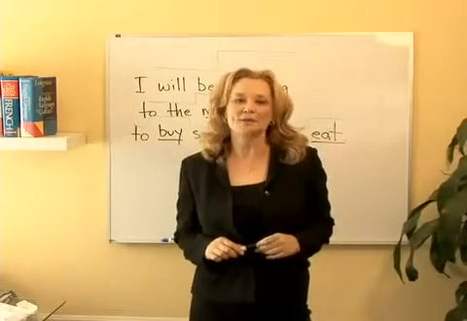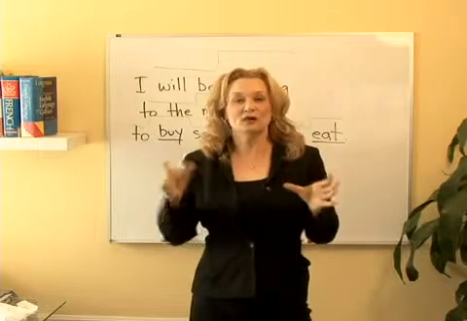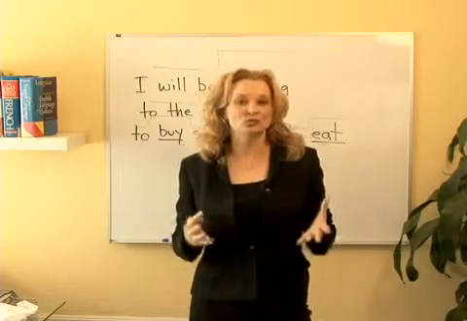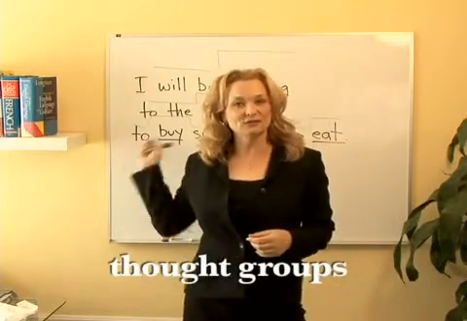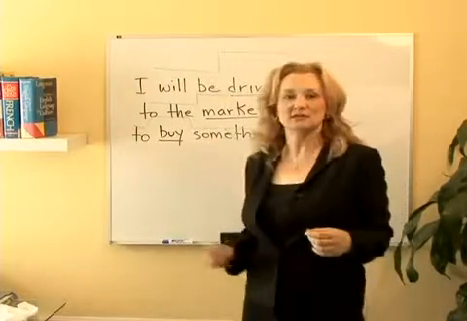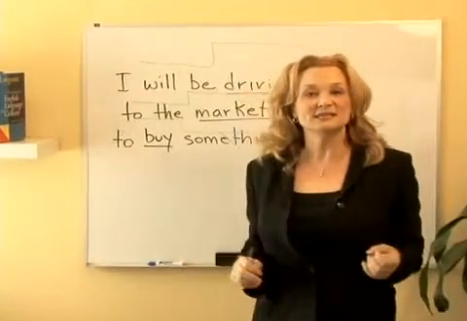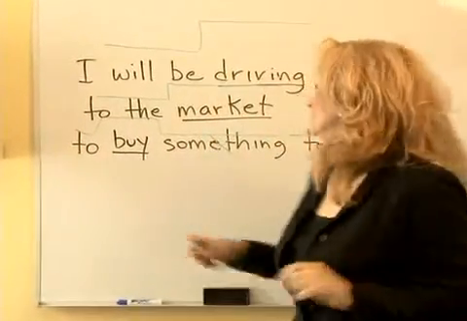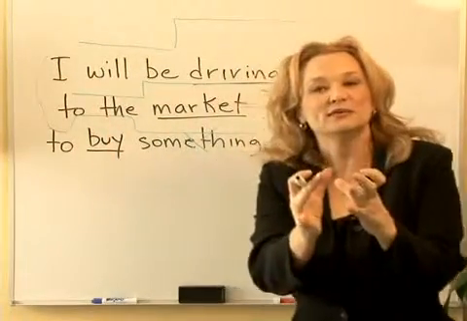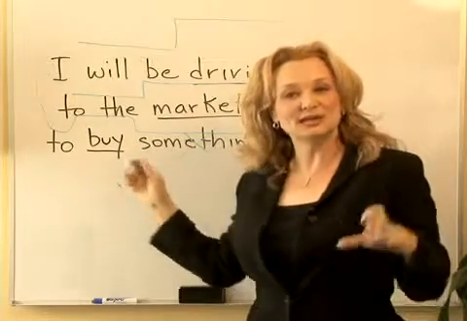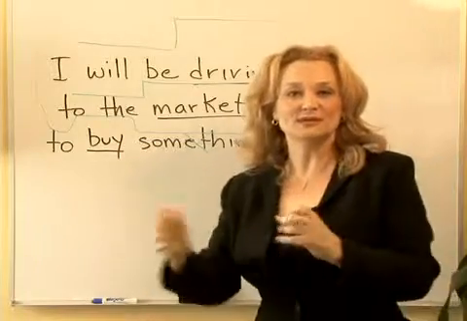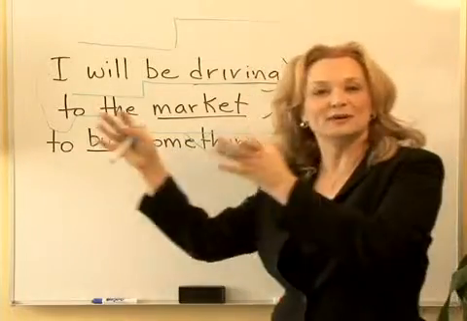Let's talk about what happens when we have a long sentence and when there are a lot of content words in one sentence. Let's learn how to divide the sentences into what we call thought groups. Look at our sentence again. I will be driving to the market to buy something to eat. We have 4 different content words, but we can say we have 2 different thought groups. One of them is, I was driving to the market. That's a unit that can go together. And the second unit, or the second thought group, can be this sentence, to buy something to eat.